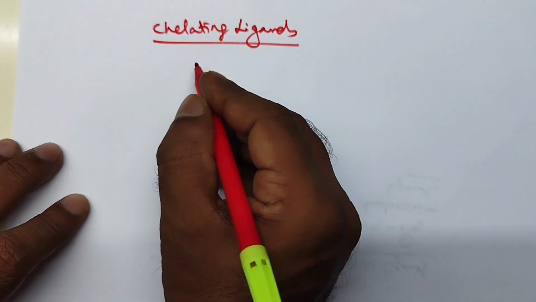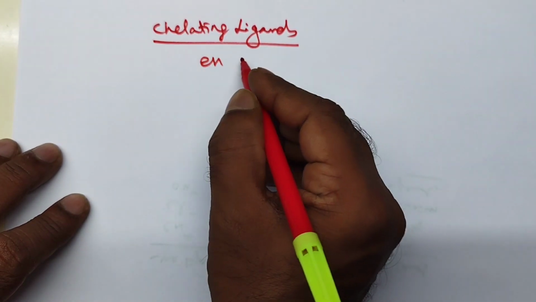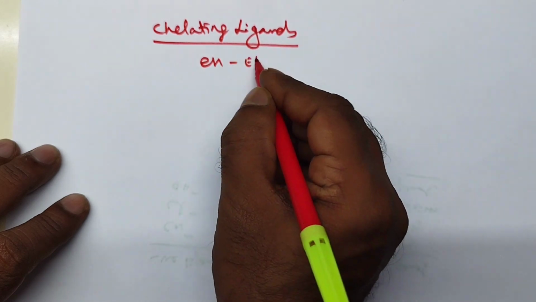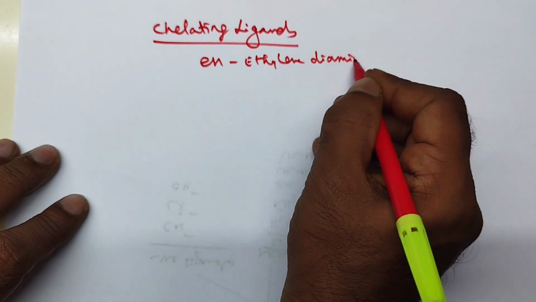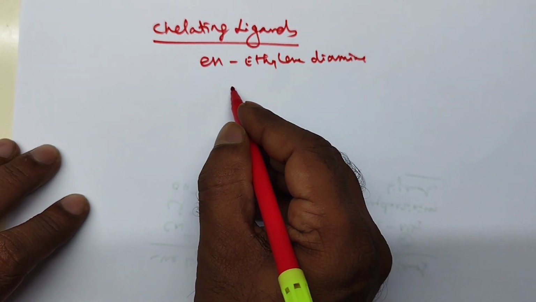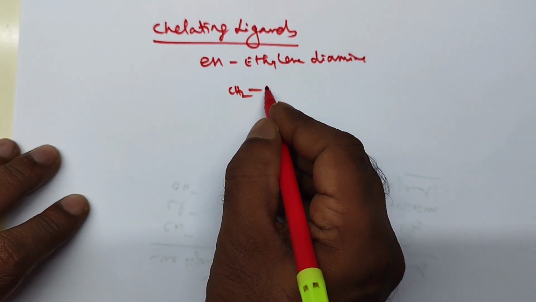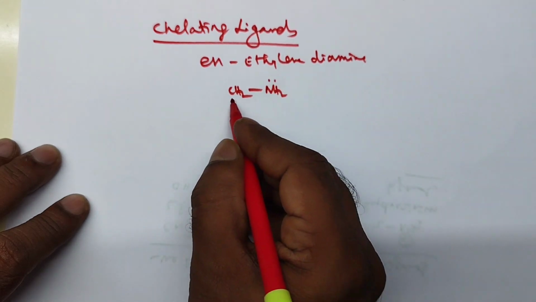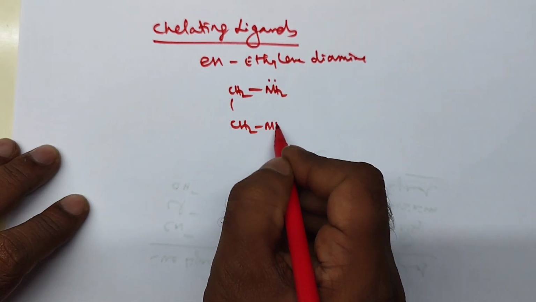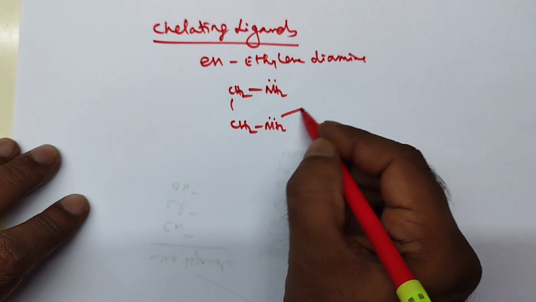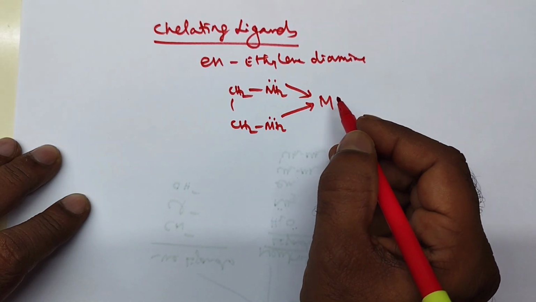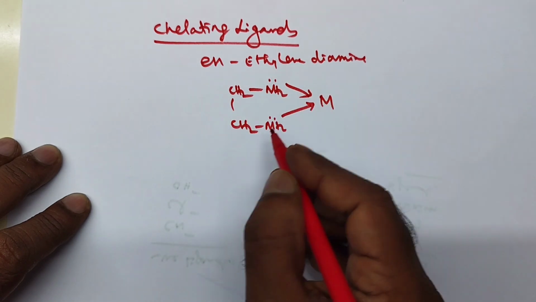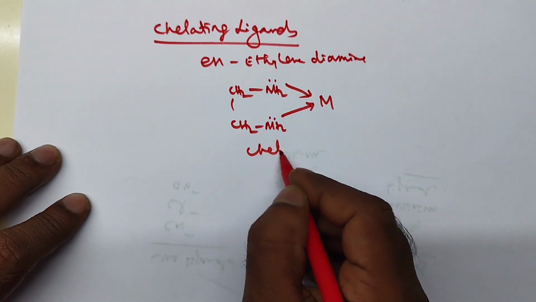Say for example, en is a short form of ethylene diamine. How can we call it a chelating ligand? You can say CH2 NH2 has a lone pair of electrons. This CH2 NH2 is also having a lone pair of electrons. With the help of that, it can form a coordinate bond with the metal ions, forming a ring-like compound. We call it a chelating ligand.